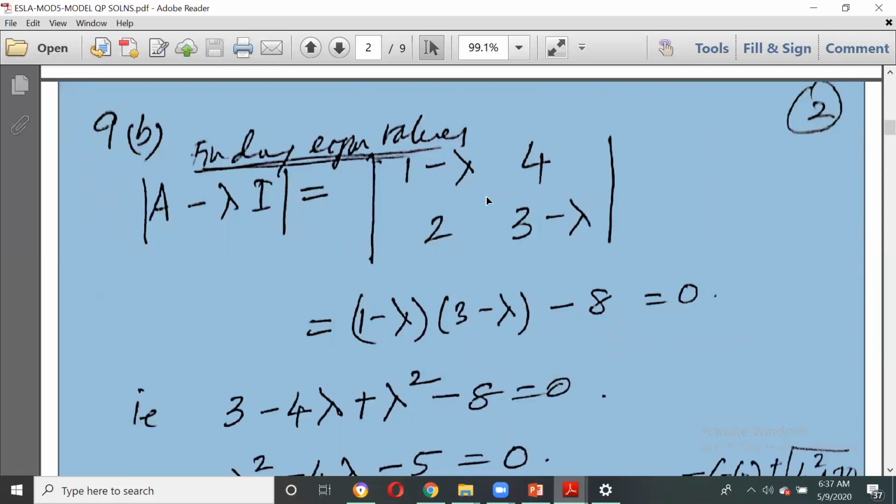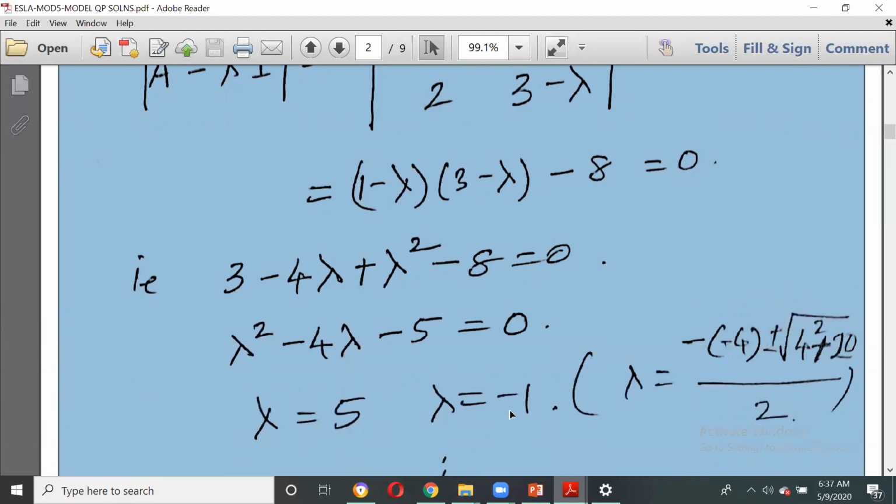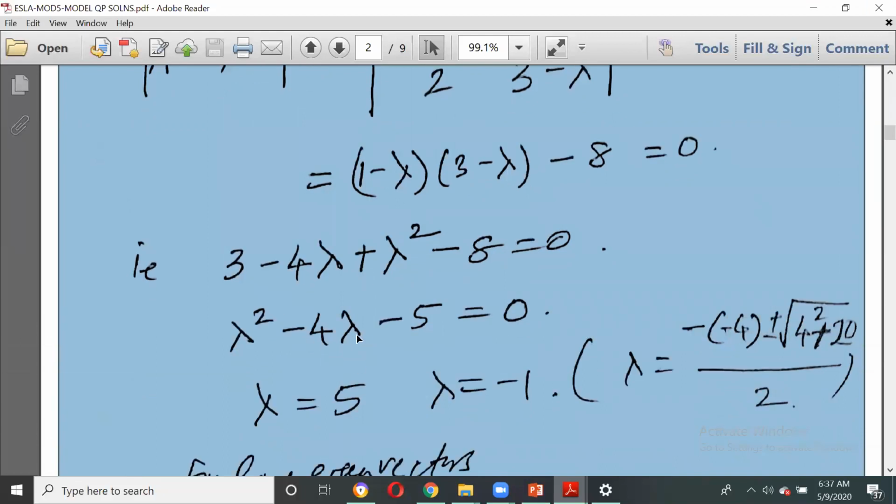So now (1 minus lambda) into (3 minus lambda) minus 2 into 4, that is 8, is equal to 0. So now we have 3 minus 4 lambda plus lambda square minus 8 is equal to 0. And if you solve that, you'll get lambda square minus 4 lambda minus 5 is equal to 0. So lambda is equal to 5 and lambda equal to minus 1. Two different roots we are going to get by using minus b plus or minus root of b square minus 4ac by 2.